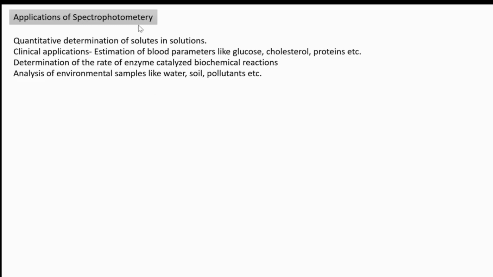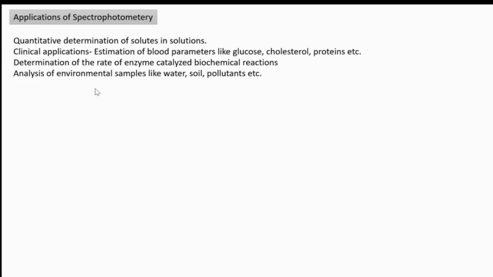Spectrophotometry is used in many fields. First, it is used in the quantitative determination of solutes, how much solute is present in the solution. It is also used in clinical fields, like estimation of blood parameters such as the amount of glucose, cholesterol and proteins. Using spectrophotometry, we can understand how much glucose, cholesterol and protein is present in a given blood sample. It is also used to determine the rate of enzyme-catalyzed biochemical reactions.